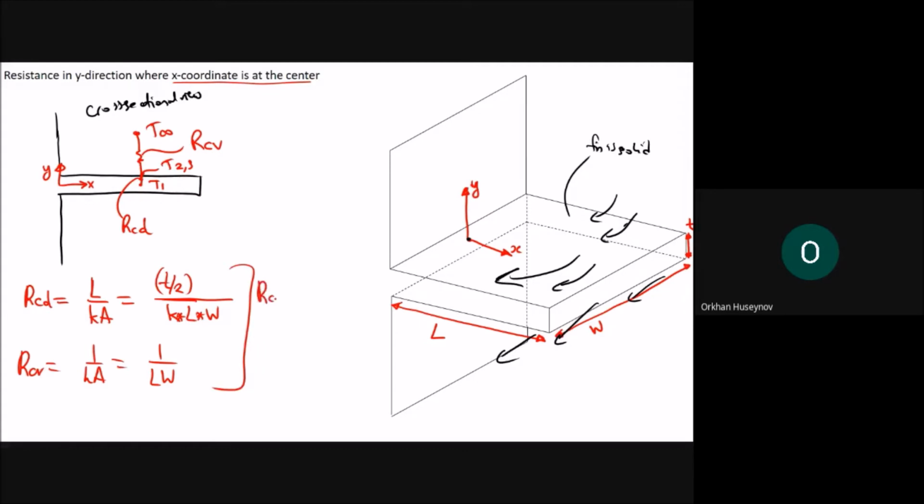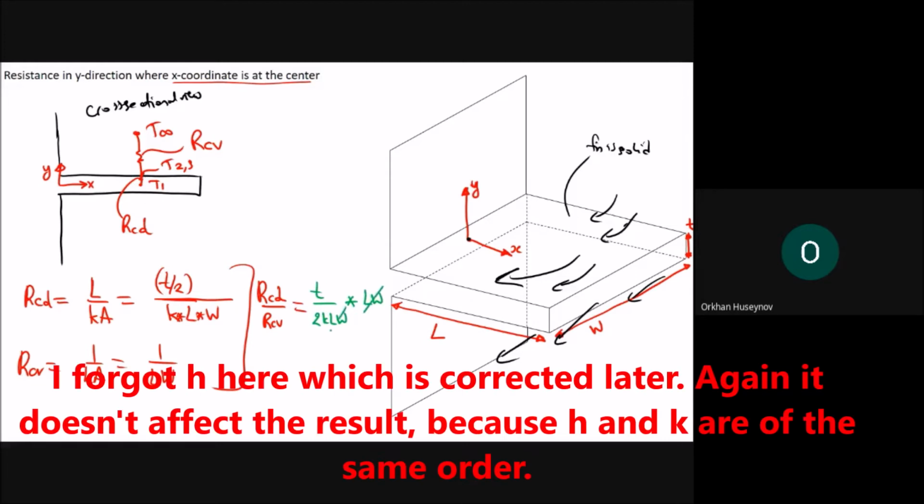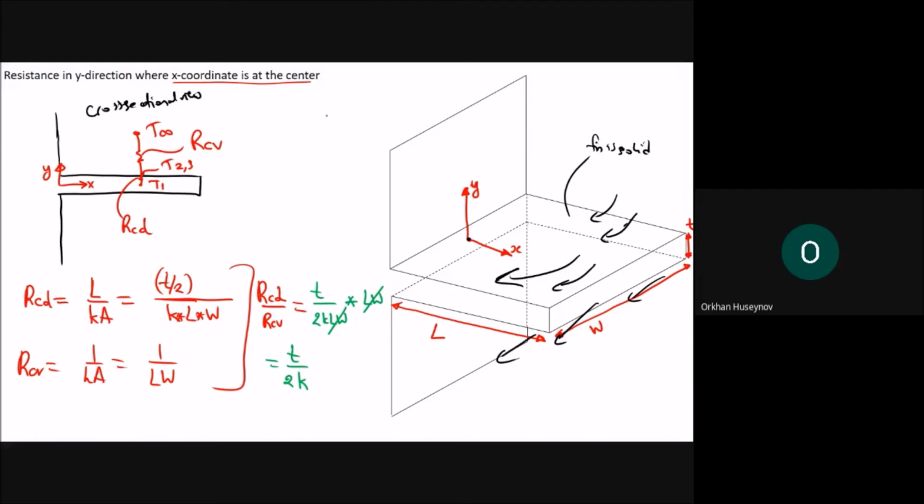So if I divide this R_CD by R_CV to see which resistance dominates, if conduction dominates or convection dominates, I will divide these two resistances so that you can see thickness by 2k, and LW multiplied with this one will be the L and the W here, and you will have that thickness by 2 into k. And you can see that this thickness for fins is very small.